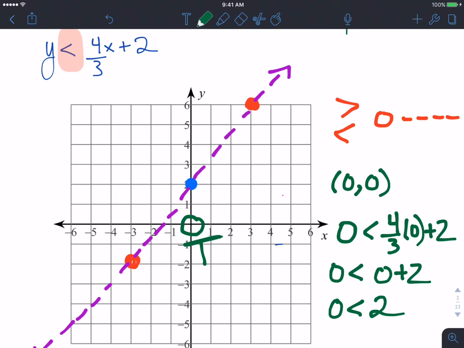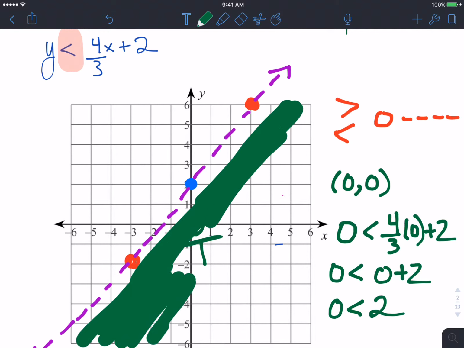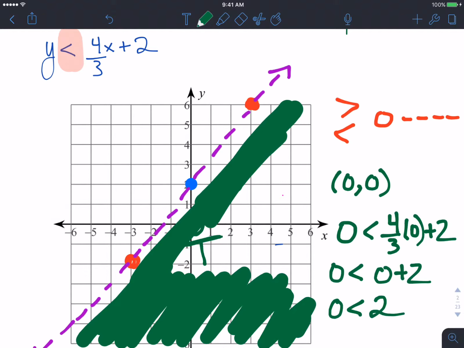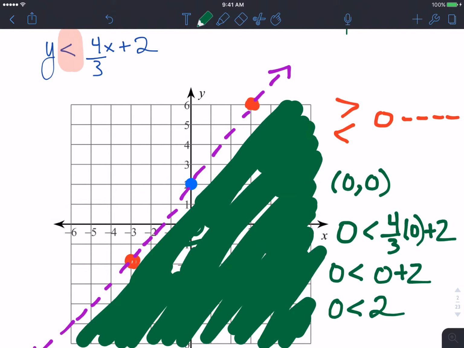That means I am shading on this side of the line because I had a true point. And that is how graphing inequalities look like.